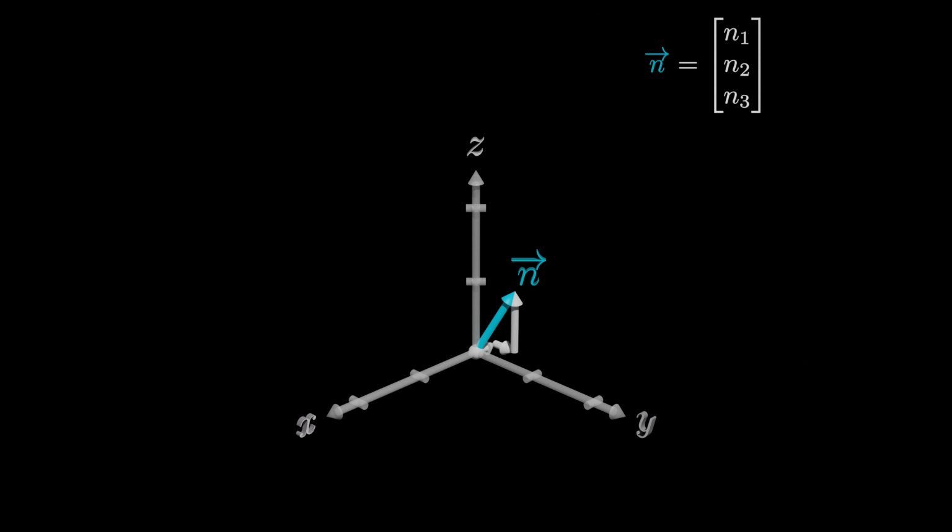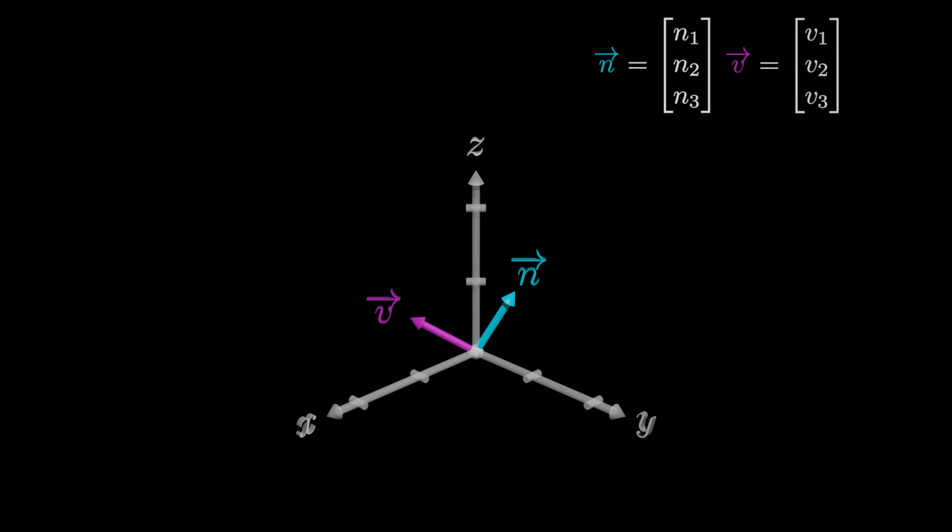Cartesian coordinates n1, n2, and n3. Let's also assume that n has a magnitude of 1, therefore n1 squared plus n2 squared plus n3 squared equals 1. Let me now draw another vector in R3 called v, which is defined by Cartesian coordinates v1, v2, v3.